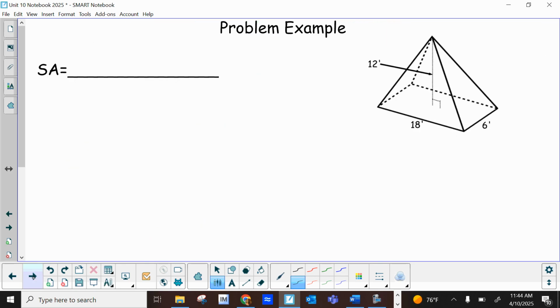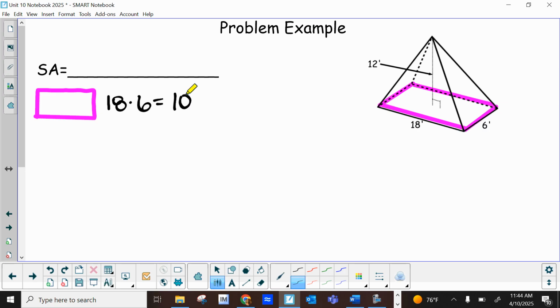Okay, so speaking of, I'm going to highlight this base. You should notice right off the bat that this is a non-regular base. So we're going to start off by finding the area of that rectangle first. That should be pretty easy. Area of the rectangle is just 18 times 6. So 18 times 6, I believe, is 108. All right, so we found the area of the bottom base.